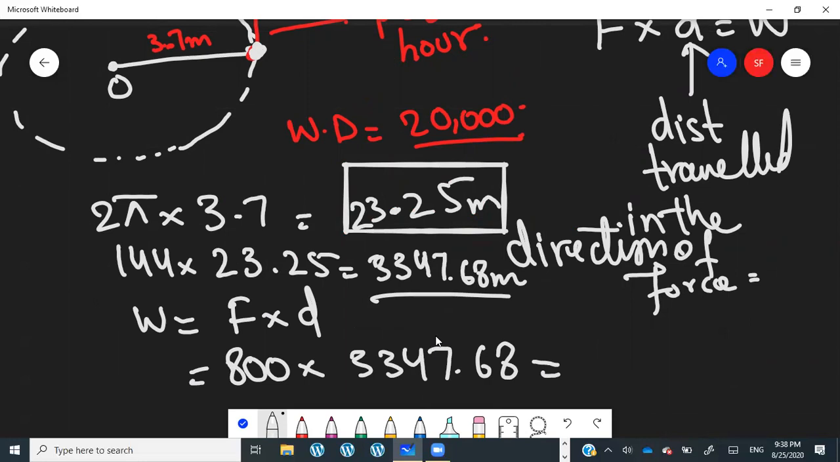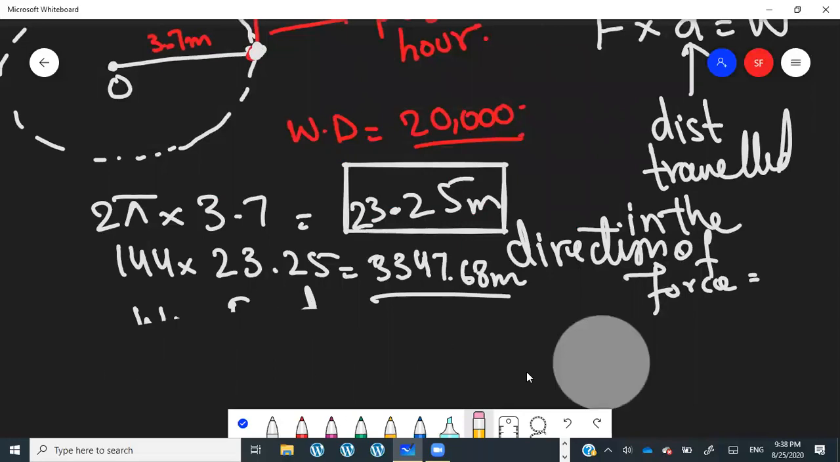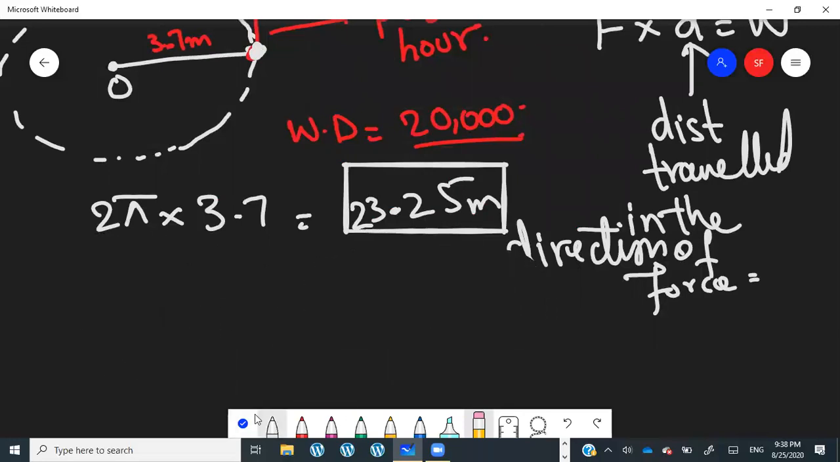3347.68 multiplied by 800. No, that's not the correct answer. Just a second. 23.25 multiplied by 800. Yep, that's the answer. Okay, wait. You don't need to do this part. The reason is that this distance, this 144, is actually the distance traveled in 1 hour.